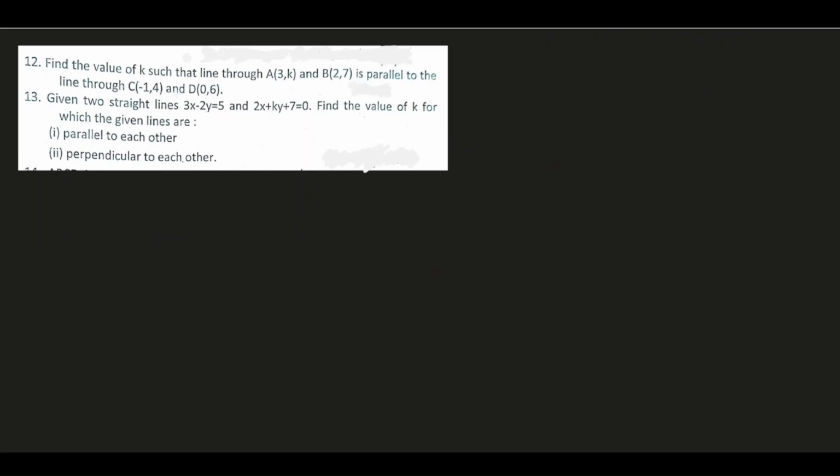Okay, so here I have two sets of questions, 12 and 13. So first we'll solve question number 12. Find the value of k such that the line through A and B is parallel to the line through C and D. Again, very good question.